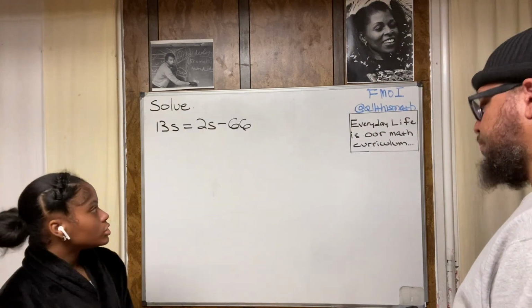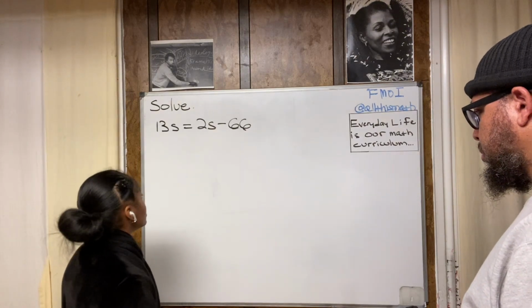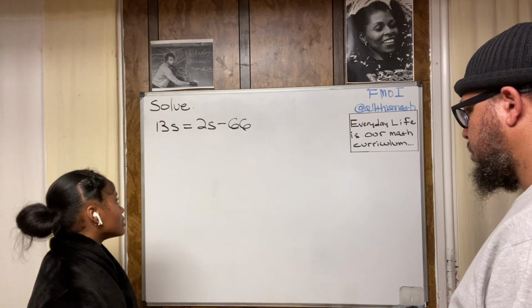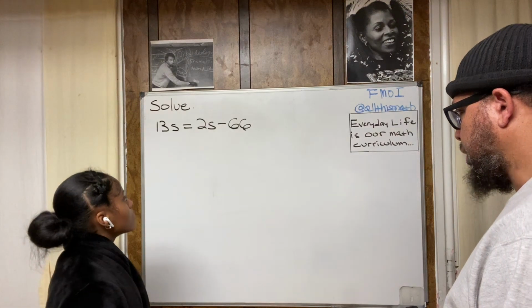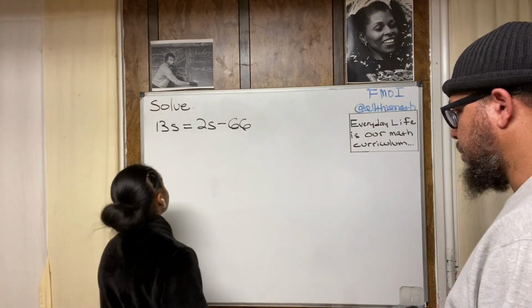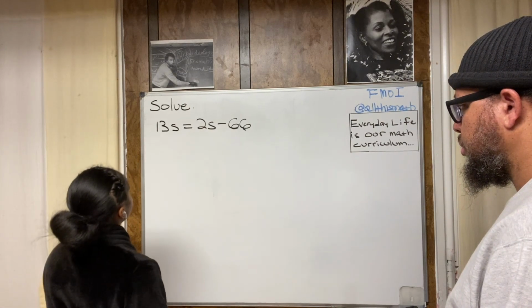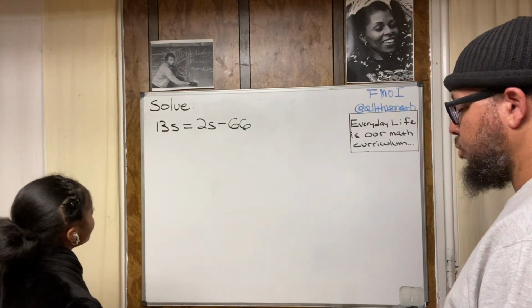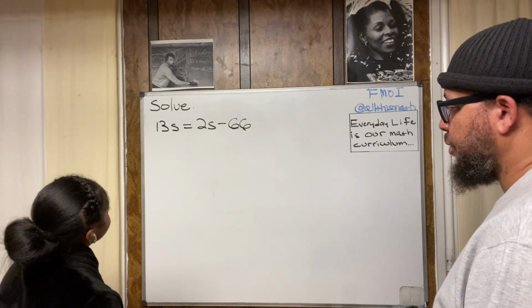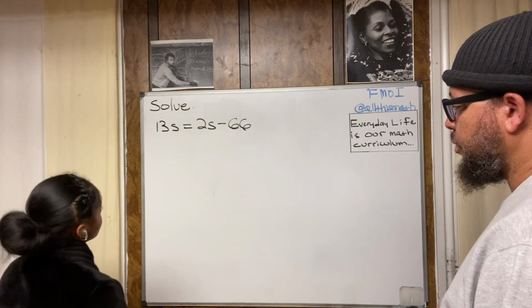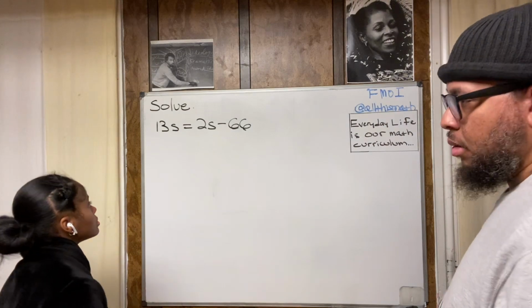So you don't want to transpose like we just did. Yes or no? Make a decision. No. All right, so what are you going to do? Subtract 2s from where? 2s. And where else? 13s. Correct.